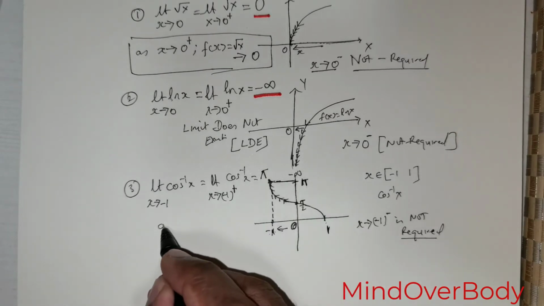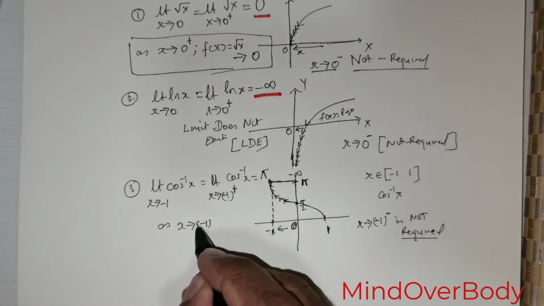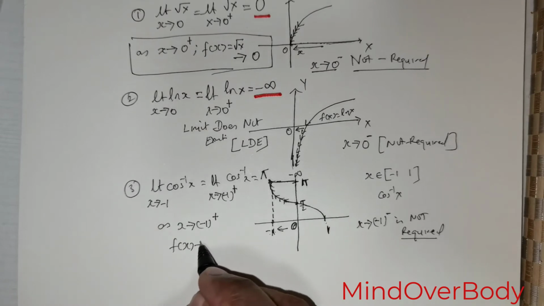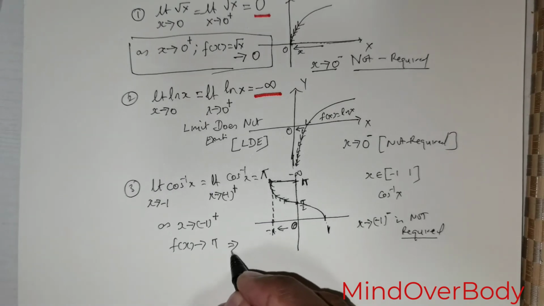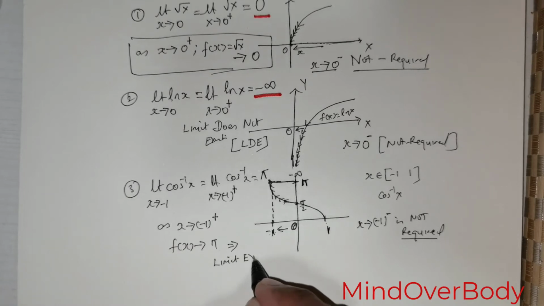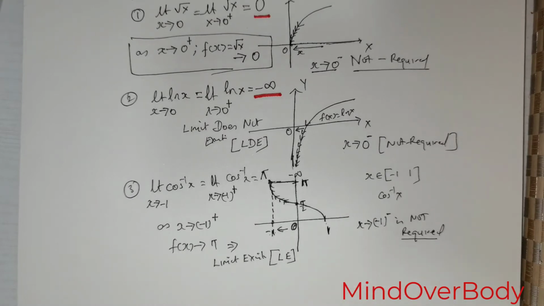So how are we going to state it? As x tends to negative 1 from the right side, f of x tends to pi, and this implies limit x's, and you can simply state it as LE. So this is a beautiful question and I hope you understood this.